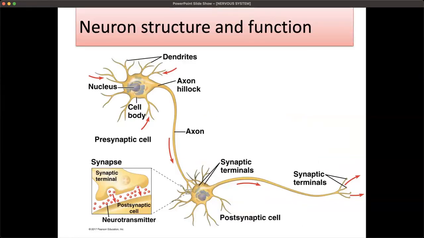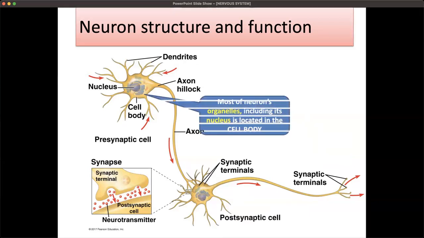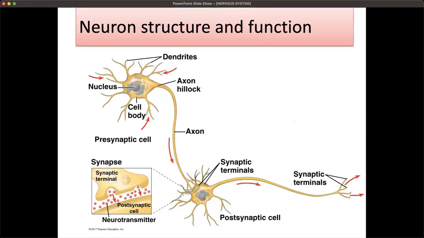Now we are going to look at the neuron structure and function. This is how the neuron looks. We have the nucleus, and then this is the cell body.